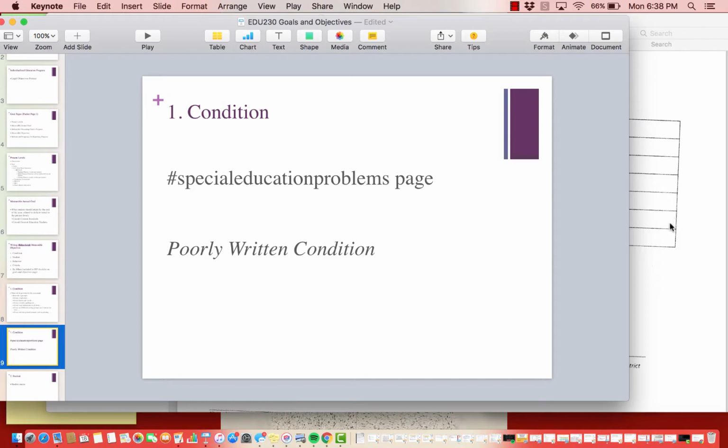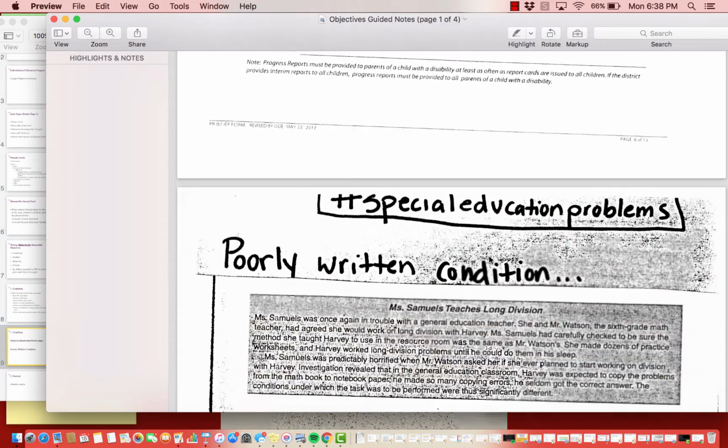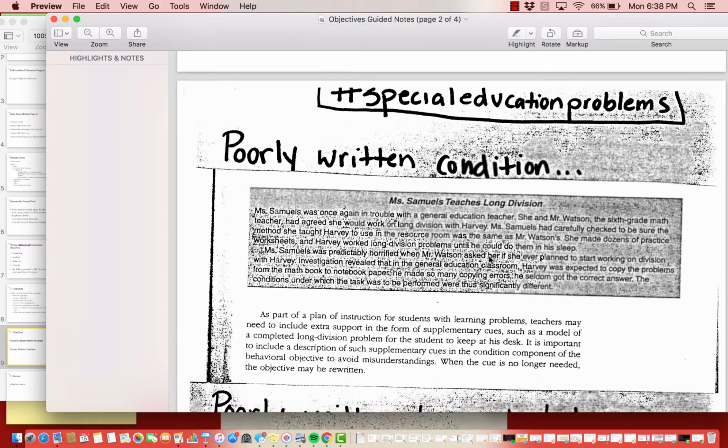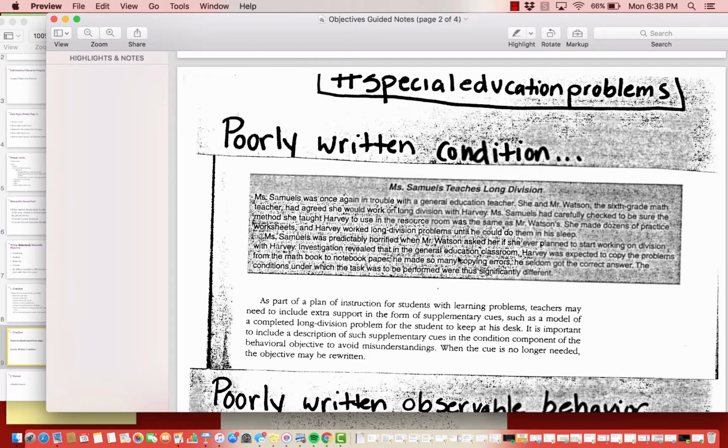So for an example, if you look at the second page of your guided notes, where it says poorly written condition. So what I want you to do is pause this in a second and read this scenario. And then I'm going to ask you, after you read it, to try to determine what it is that Ms. Samuels thinks the condition is and what it is that you think Mr. Watson believes the condition is. So pause it now, read that, and come up with those 2 conditions.